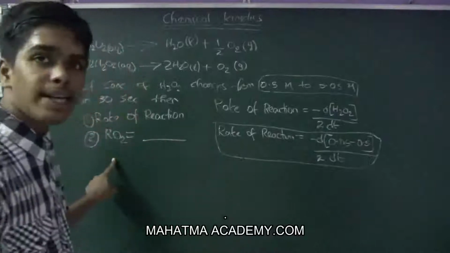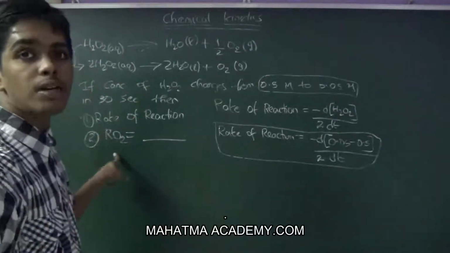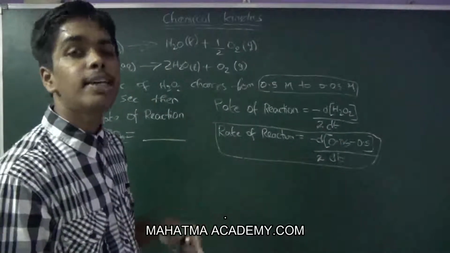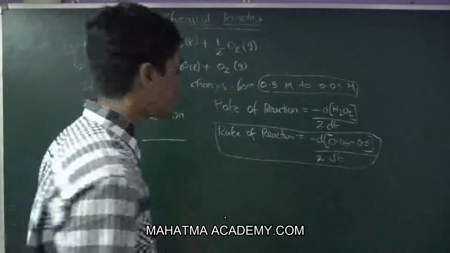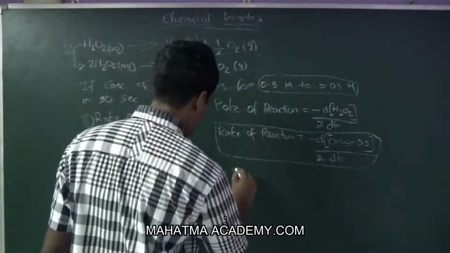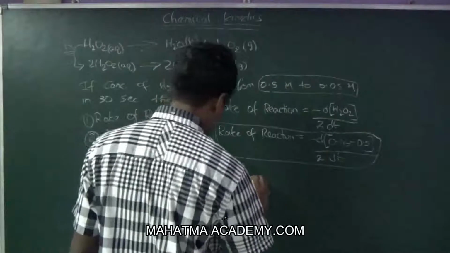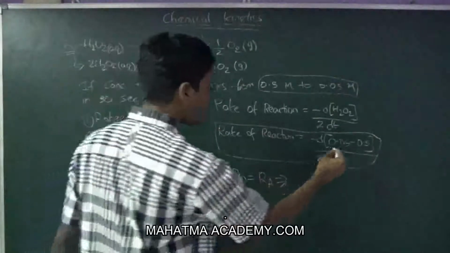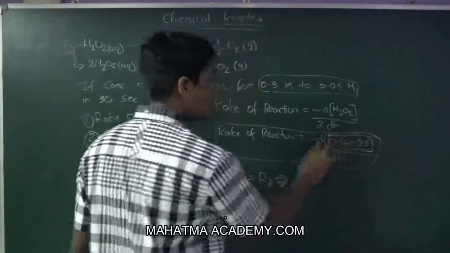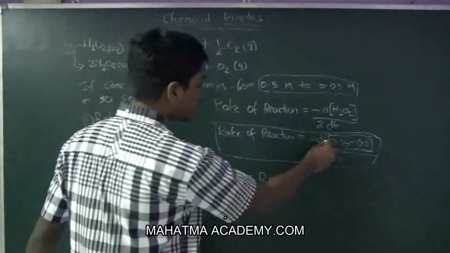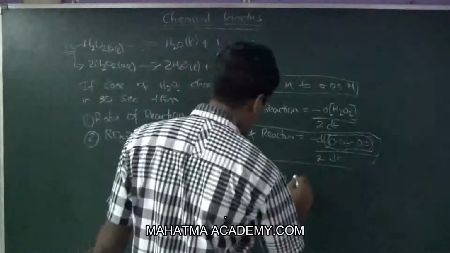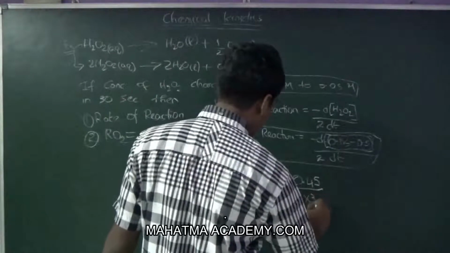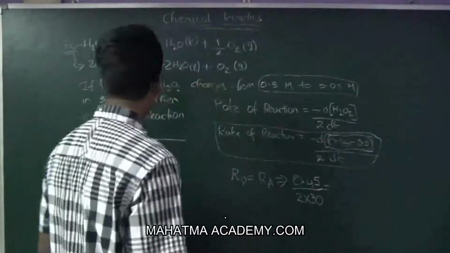Now we want to find the rate of association of oxygen. As we have discussed, the rate of dissociation of reactants gives rise to the rate of association of products. Now RD is equal to RA. From this we can find it becomes negative, minus 0.45. Now minus of minus will become plus, 0.45 upon 2 into 30 is equal to R of O2.